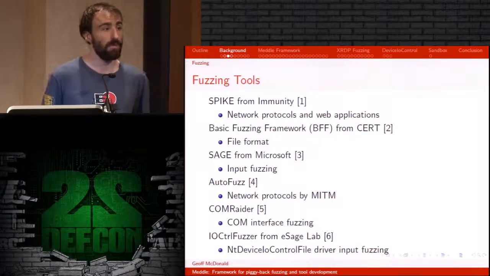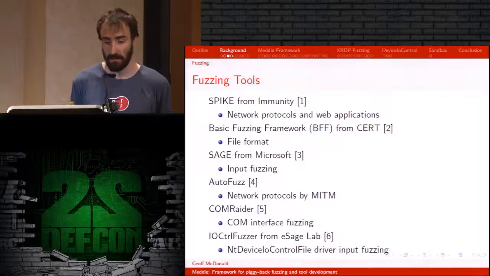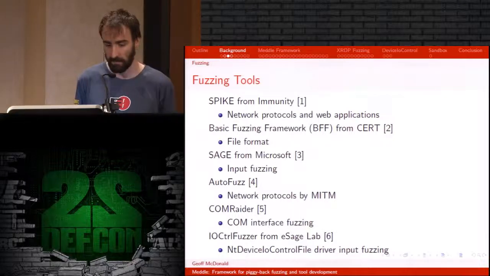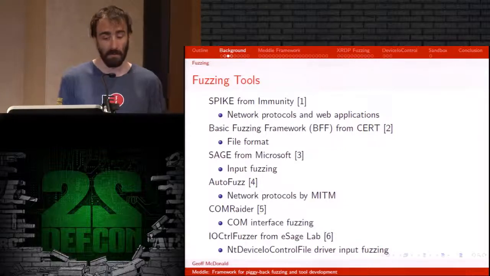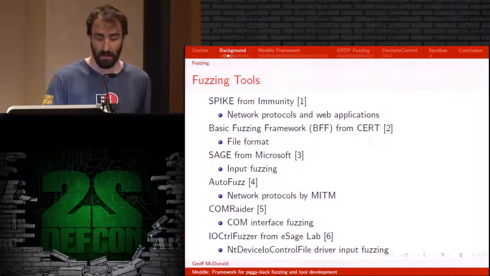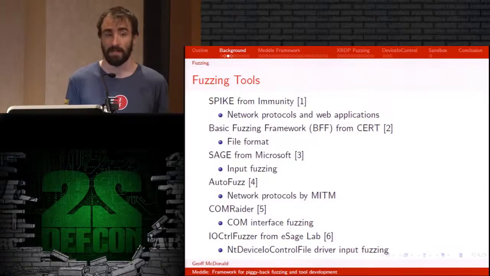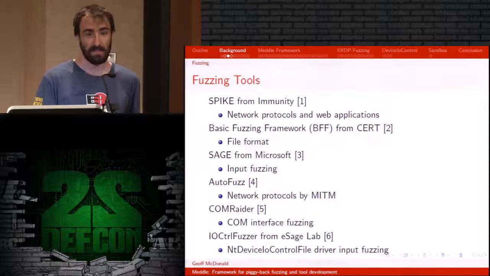There's quite an array of existing fuzzing tools out there right now. A couple worth particular mention: Spike from Immunity is a very popular commercial one from my experience. Another worth mentioning is SAGE from Microsoft, a really fascinating one I'm going to go into a touch of detail on. The I/O control fuzzer by eSage Lab is also really cool. It's actually running in Windows driver mode, and it fuzzes all the driver communication coming from the driver itself. That's related to one of our later examples where we're doing a similar thing from user mode.